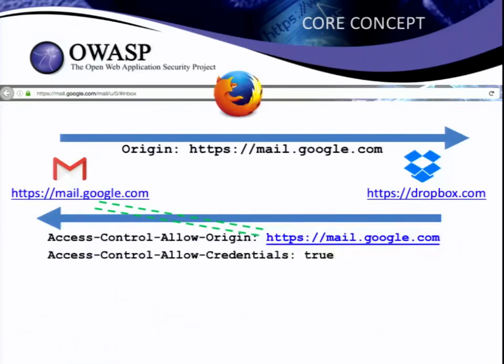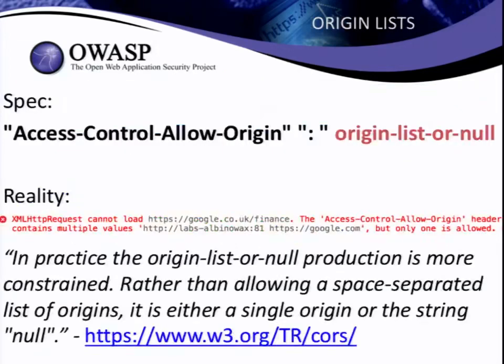What if, for some reason, Dropbox decides that Yahoo Mail is also a highly secure mail provider, and they should support them as well? Well, if you look at the specification, you might think that you can specify a list of origins. But in practice, no browsers support that. It simply won't work. So what do you do if you're Dropbox and you want to support both Gmail and Yahoo Mail? Hold that thought.